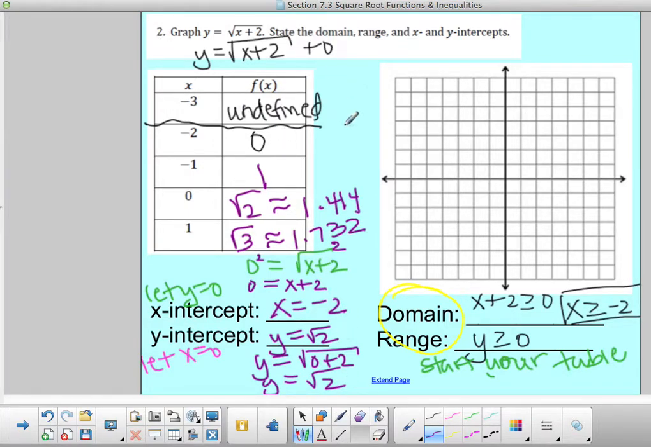Okay, now I'm going to go ahead and graph it. So if it's undefined, there's nothing there to be graphed. So I would plot the point negative 2, 0, negative 1, 1, 0, square root of 2, so 0, 1.41. So just estimate. Then I have 1, 1.732. Okay, this is my square root function. Notice how it makes the same shape as my function from example 1.